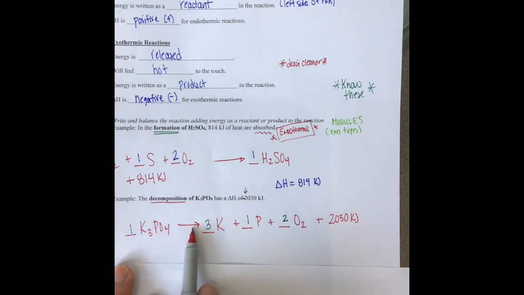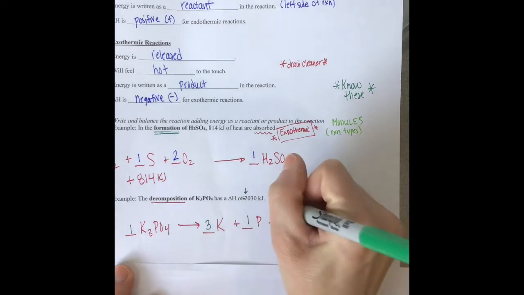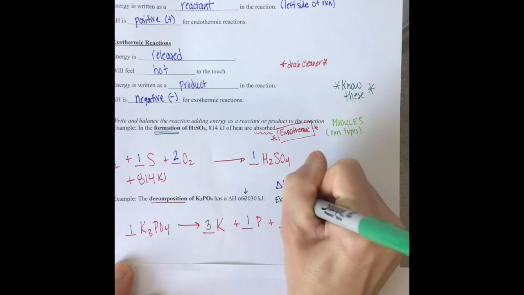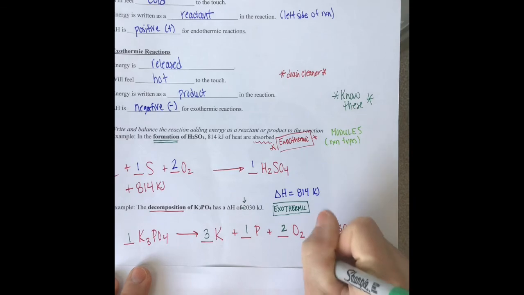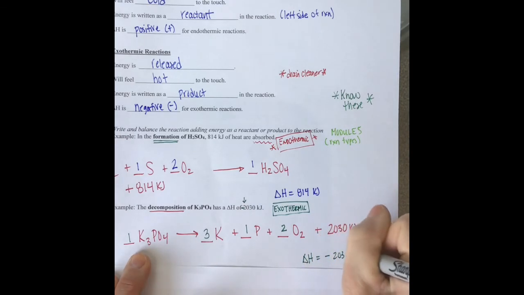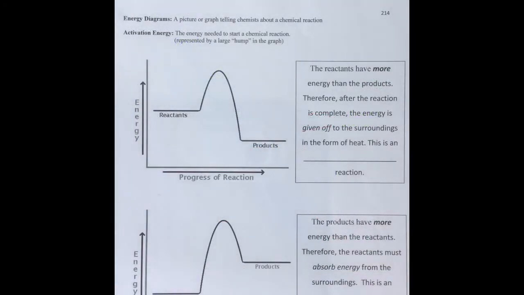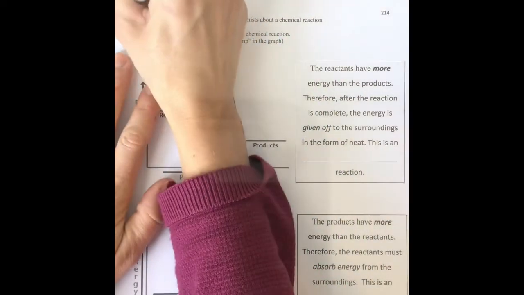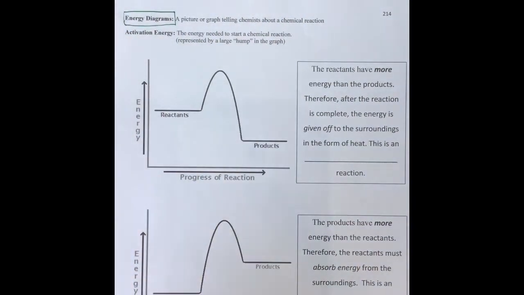Potassium phosphate breaks apart into potassium, phosphorus, oxygen, and heat is released. Okay? You can write here that this one is exothermic. Heat is given off, and so the delta H is negative for an exothermic reaction. On the other side of your paper, we're going to look at some graphs, and these are specifically called energy diagrams. Okay? These energy diagrams show chemists what is happening in a chemical reaction in terms of energy.